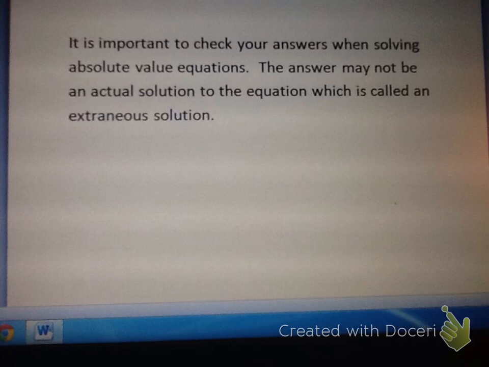Note, it is very important to check your answers when solving absolute value equations. The answer may not be an actual solution to the equation, which is called an extraneous solution. Write this down in your notes. Star it, do whatever you need to, but you've got to remember this.